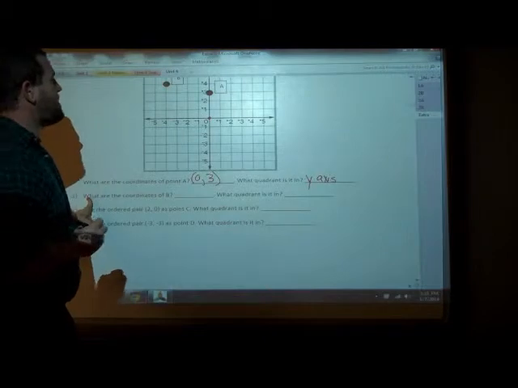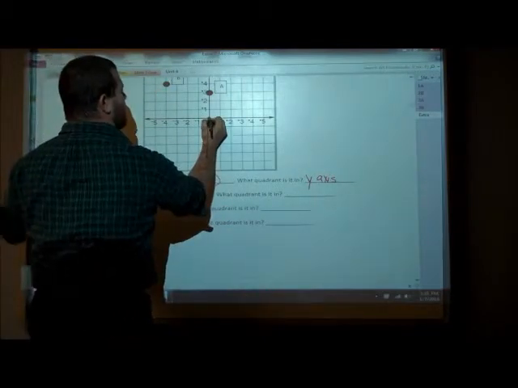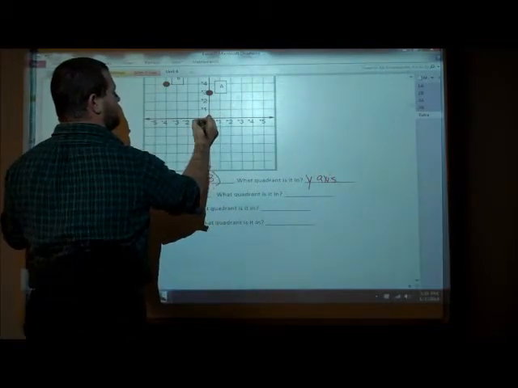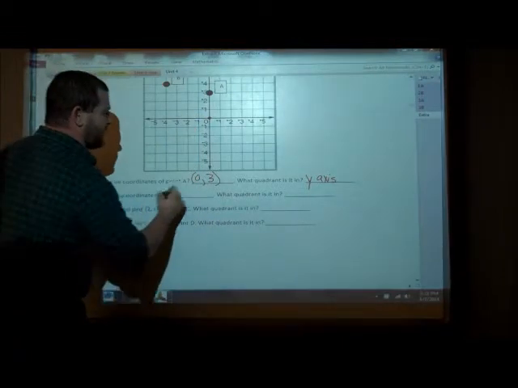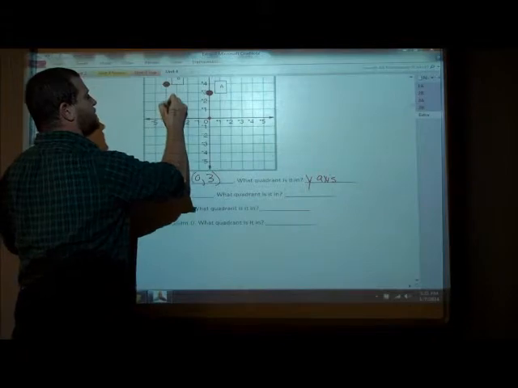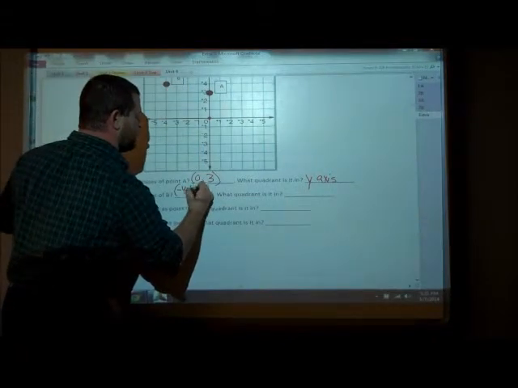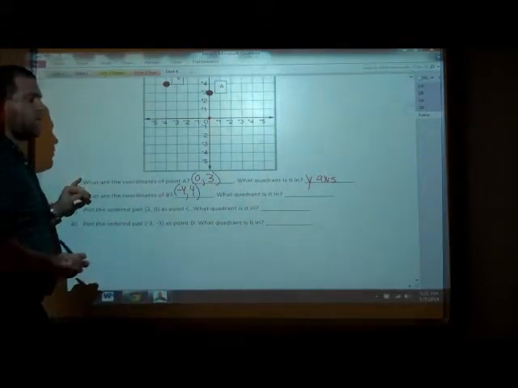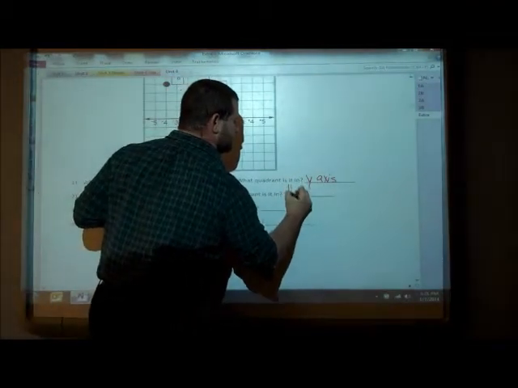What are the coordinates of point B? Well, point B is right here. So I start off with my origin. I travel to the left, 1, 2, 3, 4, and traveling left means that I'm going negative. And then I go up, 1, 2, 3, 4. Negative 4, 4. What quadrant is it in? It's in 2.